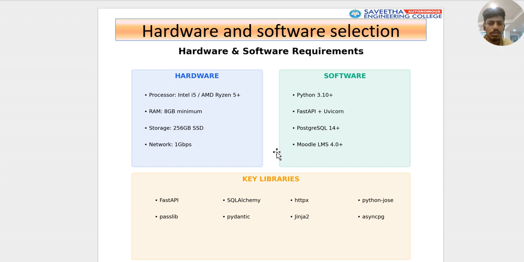Hardware and software selection. The required hardware is Intel i5, 8 GB minimum memory, 256 GB SSD storage, network 1 GB per second. Software which we require: Python 3.10 version, FastAPI, Uvicorn, and so on.